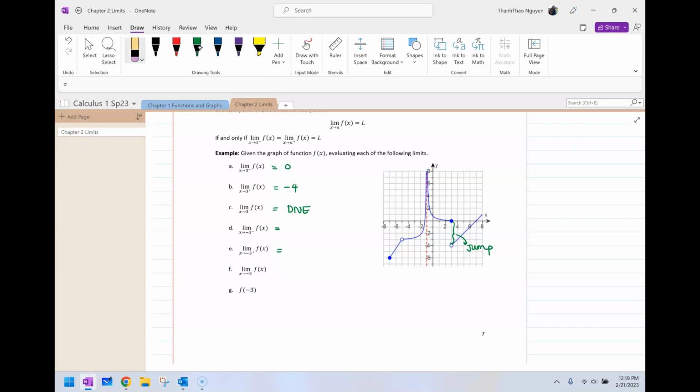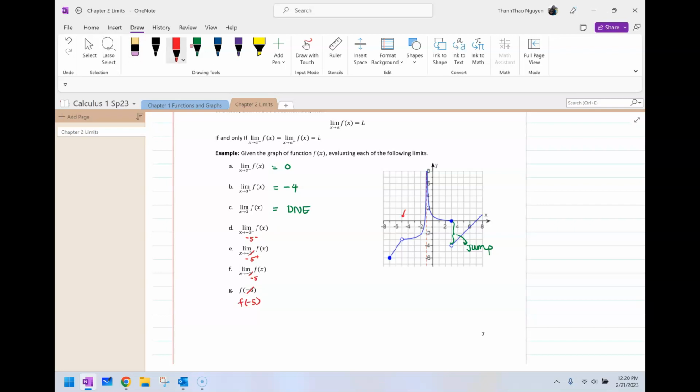Is it right? As x approaches negative 3 to the left. Oh, this is a typo. We want to look at the limit as x approaches negative 5 to the left, and as x approaches negative 5 to the right, and as x approaches negative 5, and the value at f of negative 5.